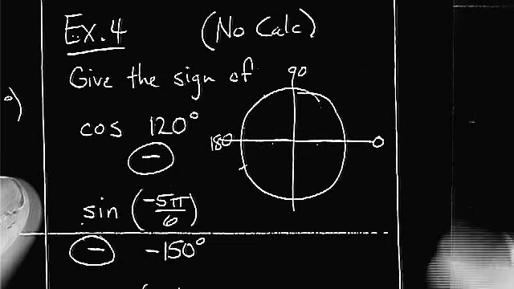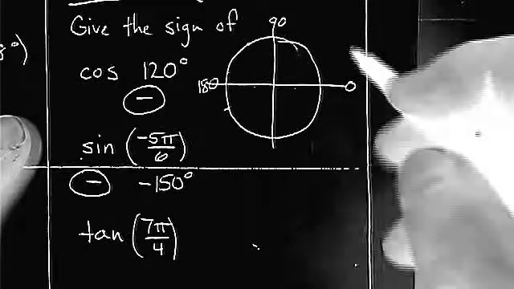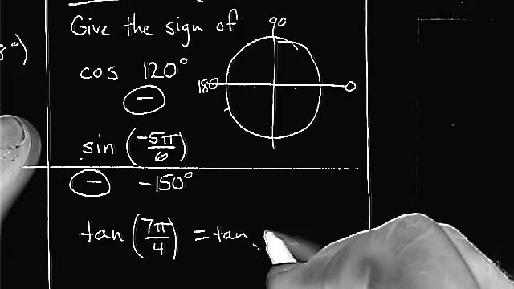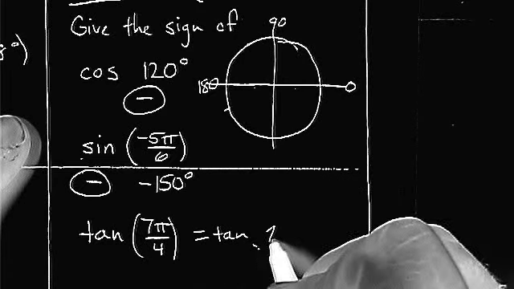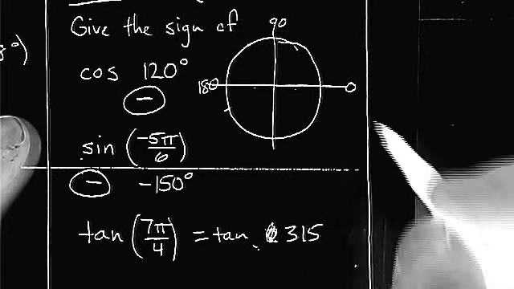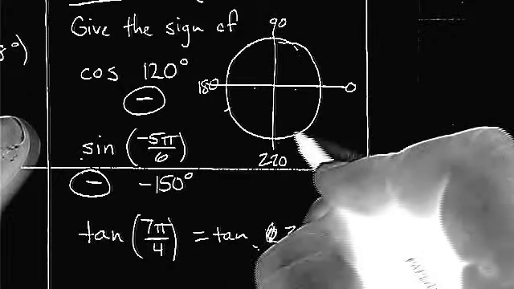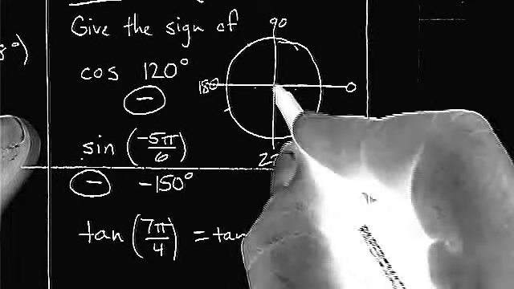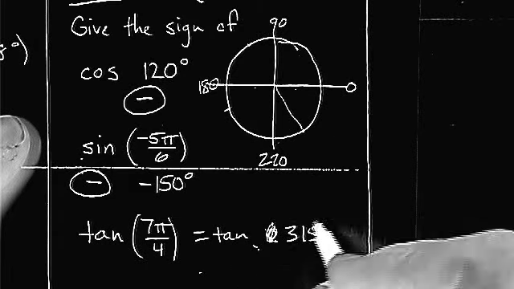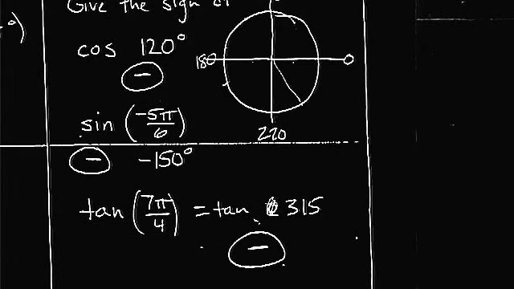What about 7 pi over 4? Tangent 7 pi over 4. Let's see here. In degrees, that's the same thing as the tangent of 315. We've got 90, 180, 270, and it must be in quadrant 4. So the slope of anything in this particular quadrant is going to be negative. So all three of those ended up being negatives.